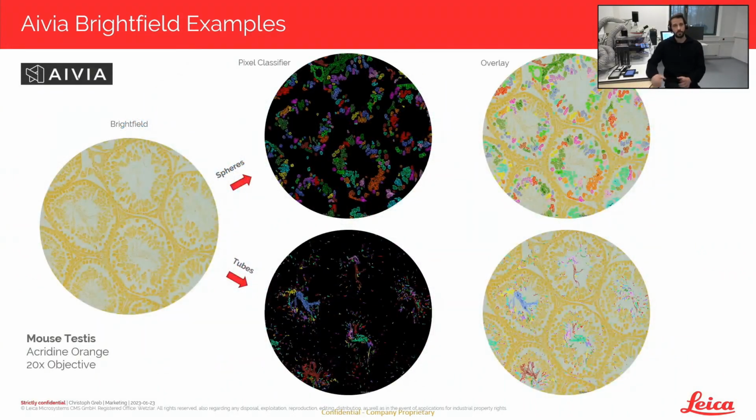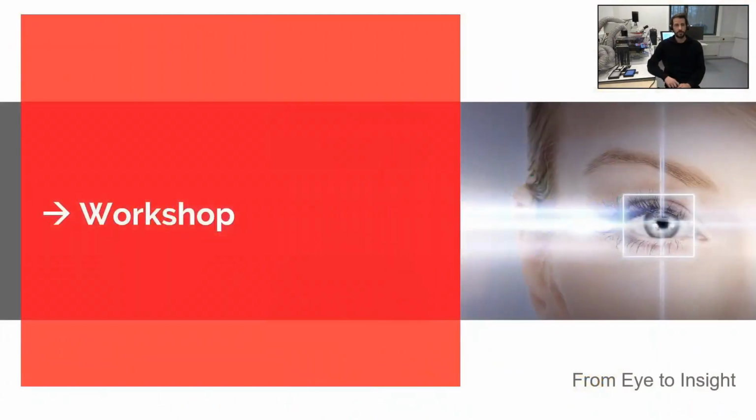It can also be a little bit more complicated, as you can see here in this mouse tissue, where you can find on the one hand the circle structures or the spheres at the top, but of course you can also find other structures, as you can see on the bottom, these kinds of tubules. This is just a short introduction, but from here, let's go to the workshop.